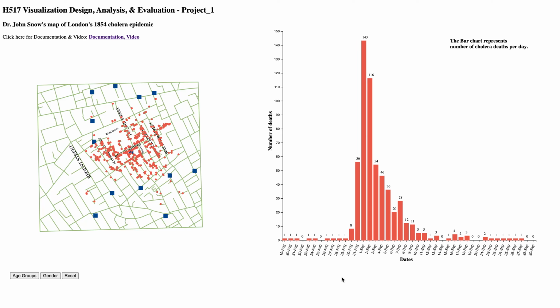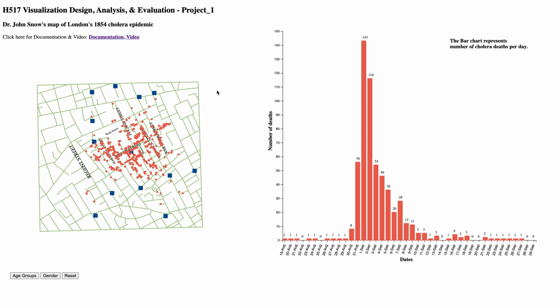This is the Project 1 H517 Visualization Design Analysis and Evaluation. My name is Abhinav, and I have made Dr. John Snow's map of the London 1854 cholera epidemic. You can find the documentation and video links over here.